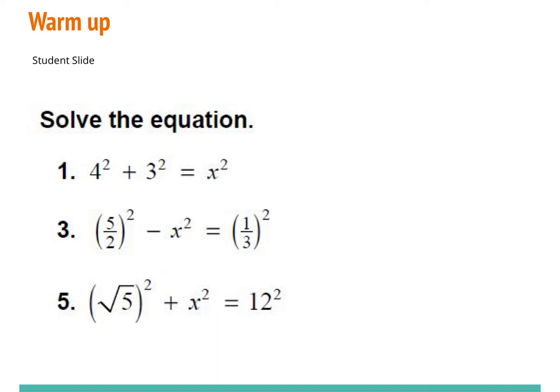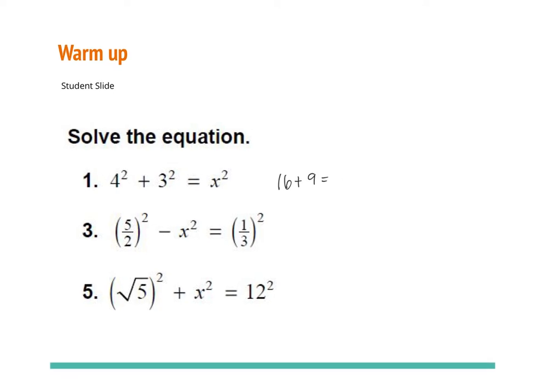We've got 4 squared plus 3 squared equals x squared. Well, we can simplify the number portions. What's 4 squared, Marcos? Nope. 16, okay? The square root of 4 is 2. 4 squared is 16. And 3 squared, Samantha? 9. Good. So this is 16 plus 9 equals x squared.